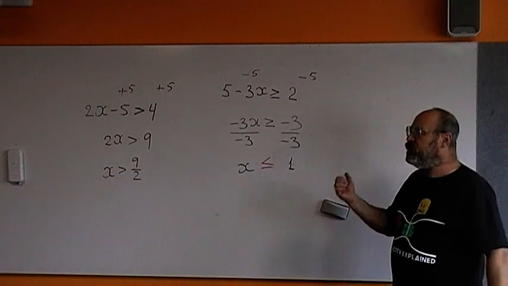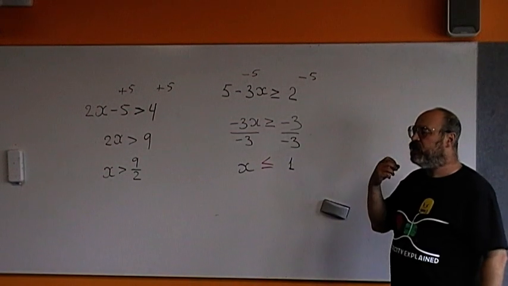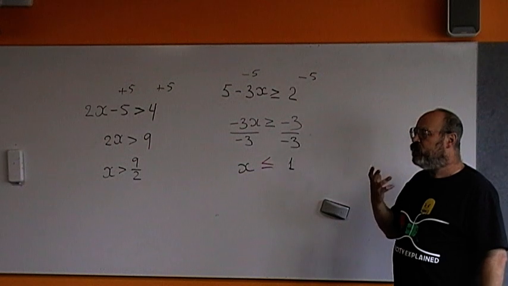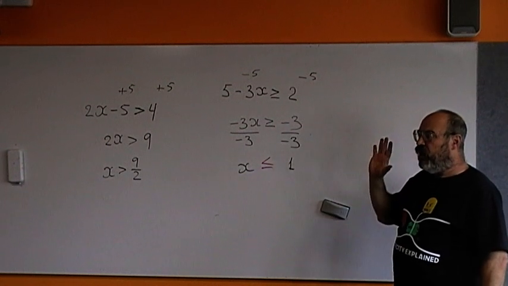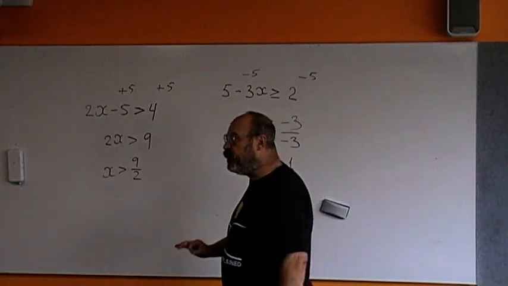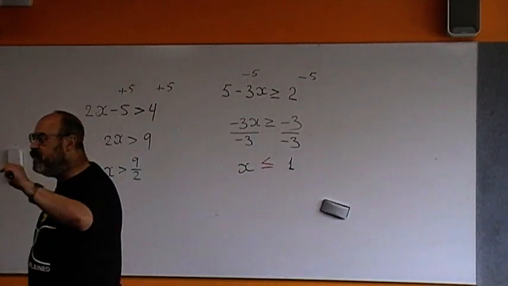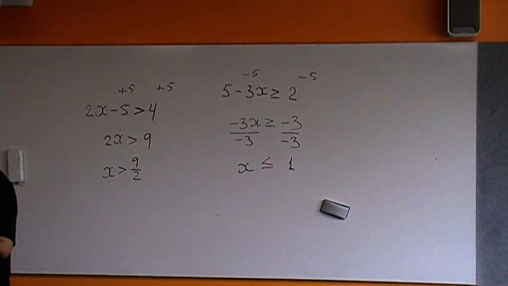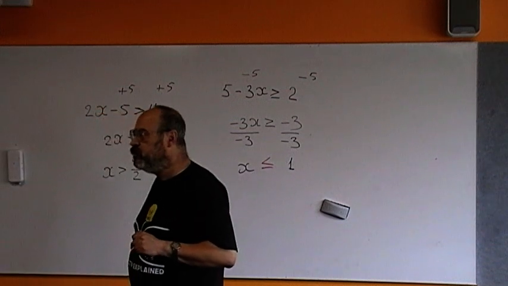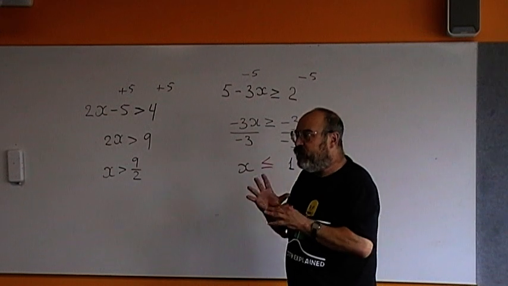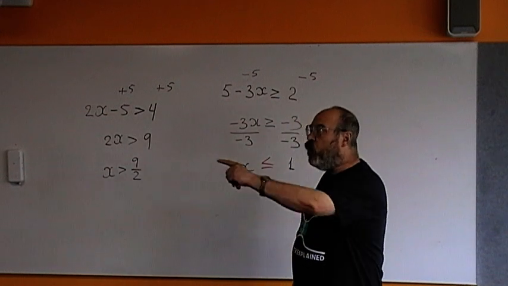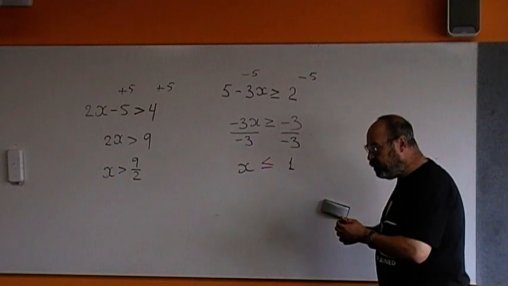Why? I will explain in a second. When we divide or multiply an inequality by a negative number, the sign of the inequality flips. It could be any number, like 5 divided by negative 2. When we have an inequality, the sign flips when divided by any negative number. Why? Let's check.